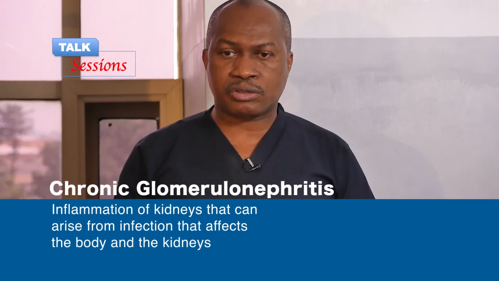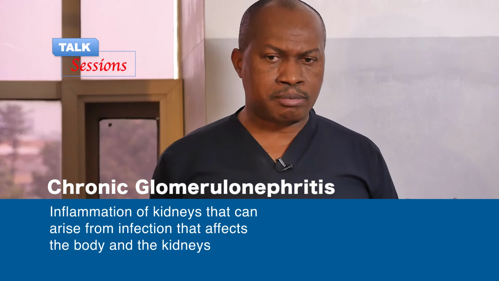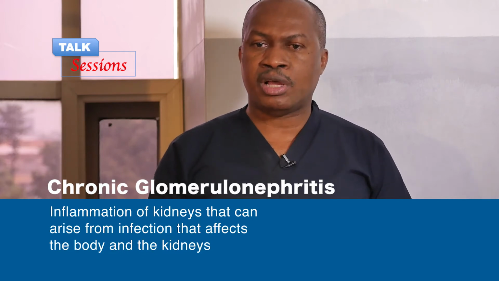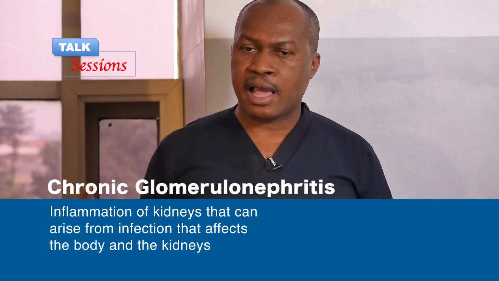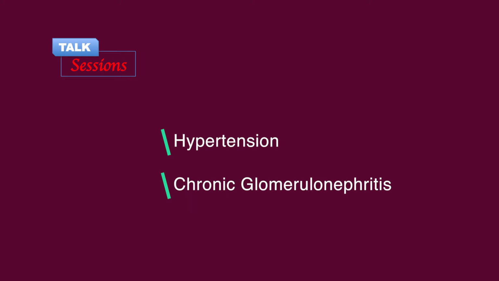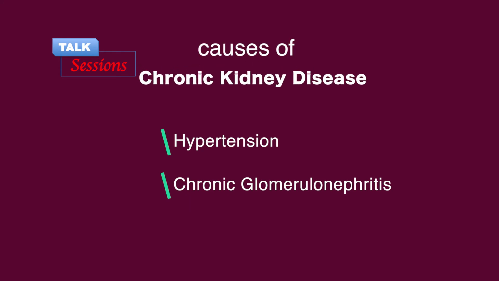Aside from hypertension being the number one cause of chronic kidney disease, we also have a condition called chronic glomerulonephritis, which is inflammation of the kidneys that can arise from myriads of infections that affect the body and that will ultimately affect the 2 kidneys. Hypertension and chronic glomerulonephritis are the leading causes of chronic kidney disease in Nigerians.